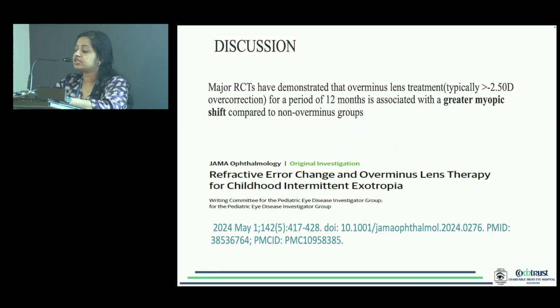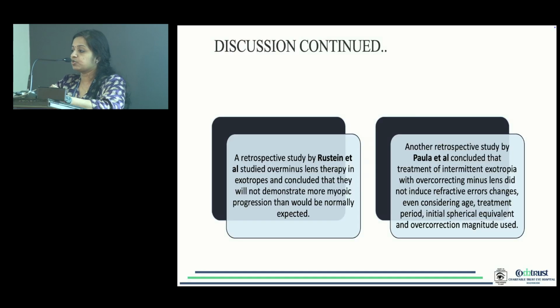Coming to the discussion, a major RCT done by the PEDIG group, published in JAMA, demonstrated that over minus lens, where they used an over minus of more than minus 0.25 diopter overcorrection for a period of 12 months, was associated with greater myopic shift compared to the non-over minus group.